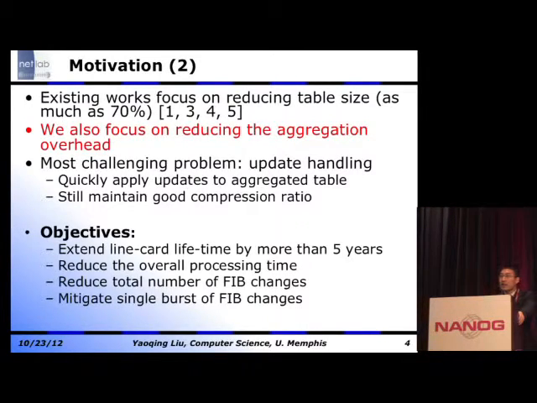So the objectives in our work are, first, of course, to extend the life of the line card. Our objective is 5 years at least. And also we want to reduce the overall update handling time, the total number of FIB changes, and also the FIB burst.